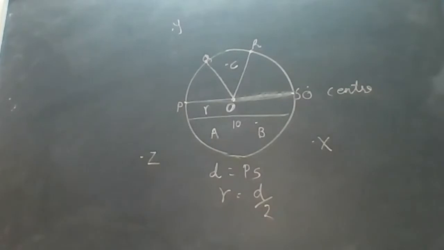Is this one clear to everyone? Yes. Interior, exterior, and on the circle. This is very important. Okay. Now we are going to the next.